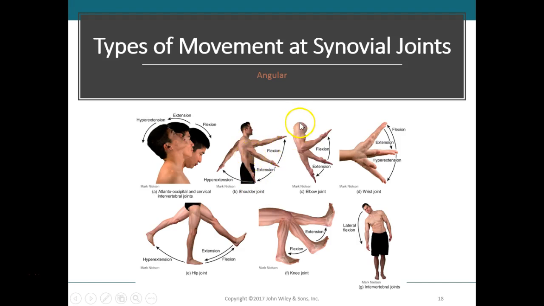So let's look at flexion and extension here using the elbow joint. To flex, you are decreasing the angle of the joint, bringing the lower part of the arm toward the shoulder. And when you extend the elbow joint, you are increasing the angle of that joint and moving the lower arm farther away from the attachment point.